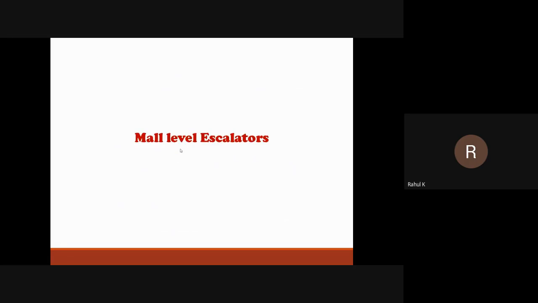That's our team name. The product we have been doing our research analysis on for the past 30 hours is multi-level escalators. Let's move on to see it.